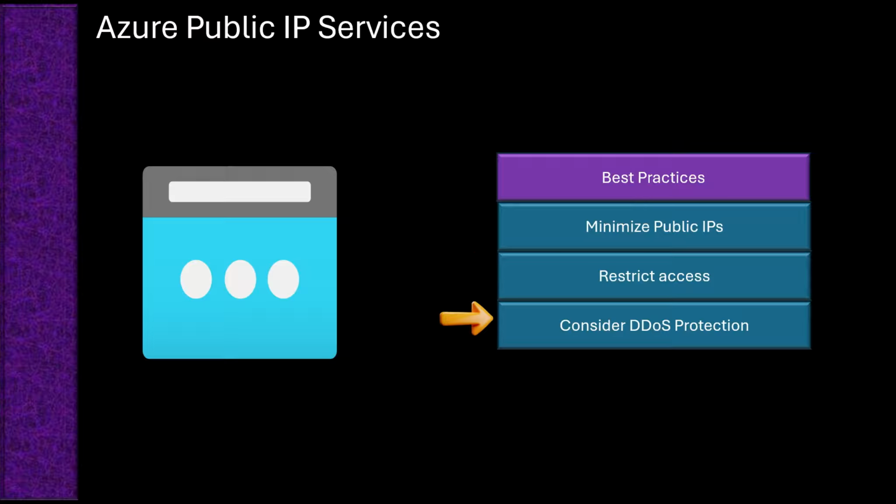For workloads exposed to the internet, consider using Azure DDoS protection to protect against distributed denial of service attacks. In essence, public IP addresses are essential in Azure when a workload requires direct internet access, load balancing, remote management, or secure managed connectivity for applications. No worries, Azure provides flexible options to ensure you can use public IPs securely and efficiently.